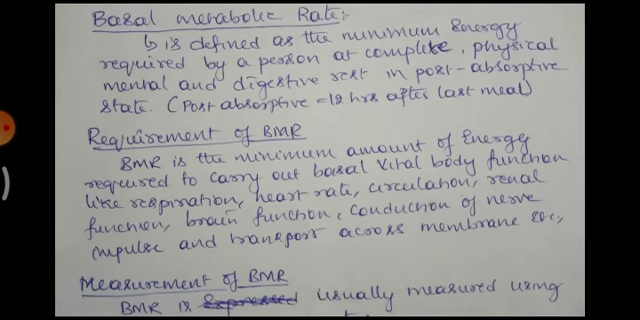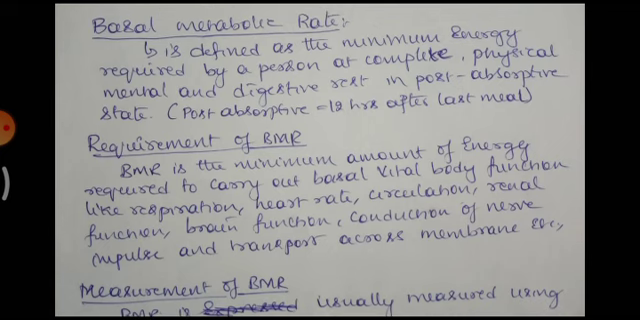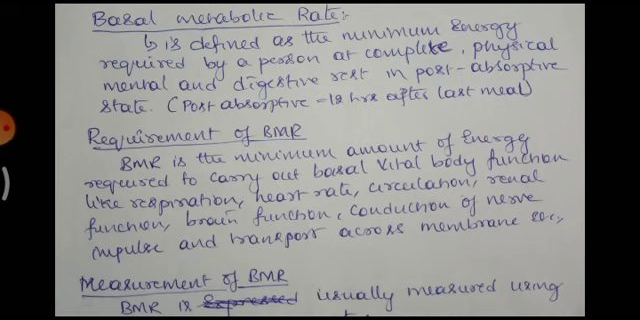It is defined as the minimum amount of energy required by the person when he is in complete physical and mental rest, and in the post-absorptive state. That means he or she should have had the last meal 12 hours before, and should be in complete physical and mental rest and in an awakened condition. Only then, if you calculate the energy requirement using a certain apparatus, that is called the basal metabolic rate.